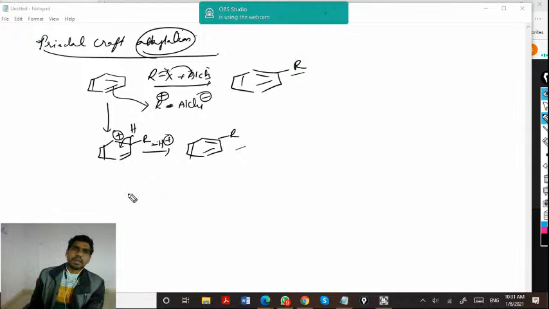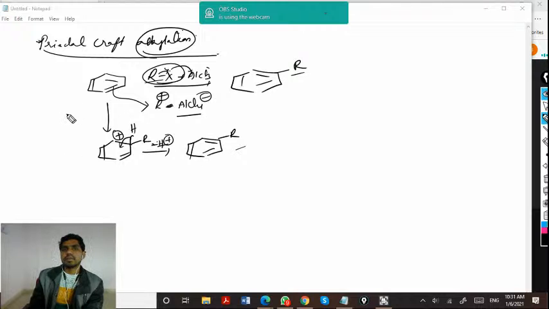So the Friedel-Crafts alkylation reagent system will be Lewis acid along with the alkyl halide. Electrophile generation happens in presence of Lewis acid, followed by attachment to the benzene ring, resulting in alkylated benzene by the elimination of the hydrogen. Same scenario as the electrophilic substitution reactions. So it will follow everything.